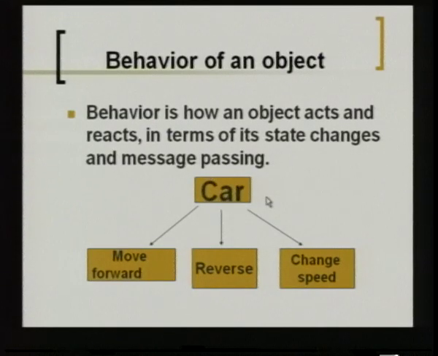So, when you take the same object of the car, how a car responds when you apply the different gears, how the car responds when you push the steering wheel to the left or to the right. So, based on the input that we give, how the object is responding. So, it can either move forward, it can reverse, it can go fast, it can go slow. All these are the different behavioral patterns of a car.